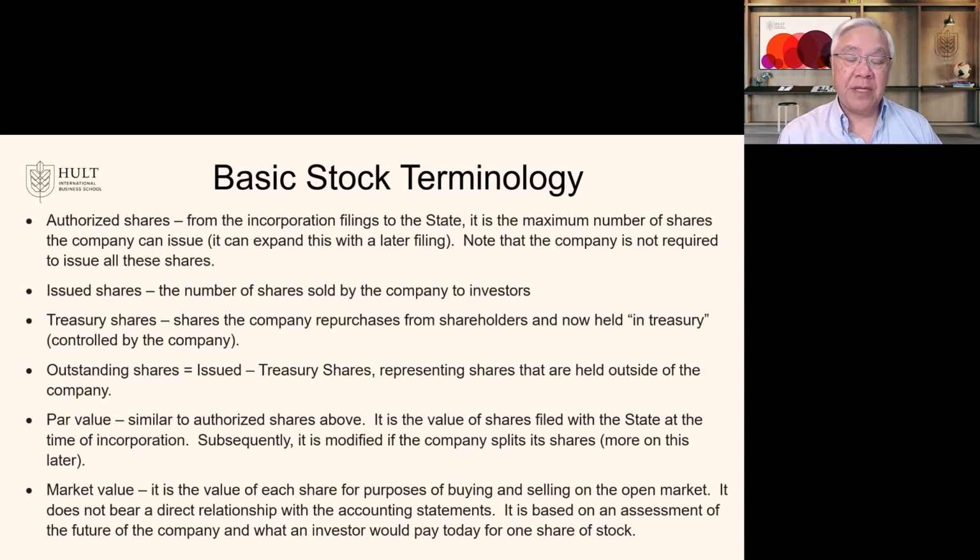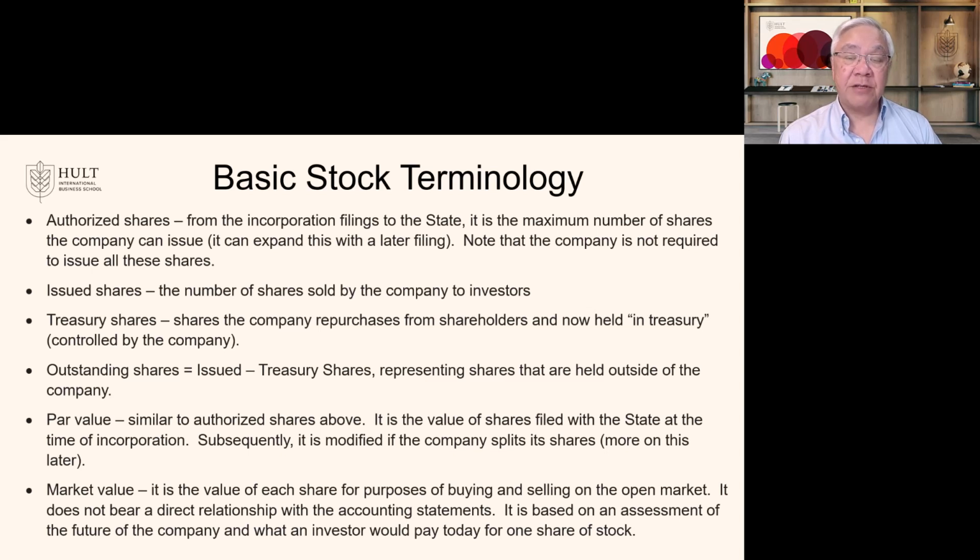Third is treasury shares. These are company repurchases of their own shares, and now they're held in treasury, which means they control the shares in the company. They're not retired. They're kept as issued shares, but they're no longer outstanding. Outstanding shares is equal to the issued minus the treasury shares. This represents how many shares are held outside of the company.